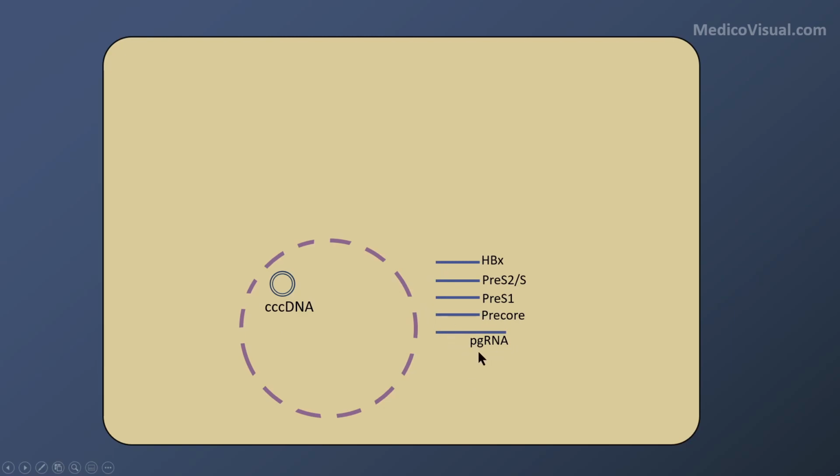This pgRNA, what is this pgRNA? It is pre-genomic RNA. Actually, one of the strands, that is the template strand of this cccDNA, a complete template strand of this DNA, is transcribed into a long mRNA molecule, and that is complementary to the whole of this strand.